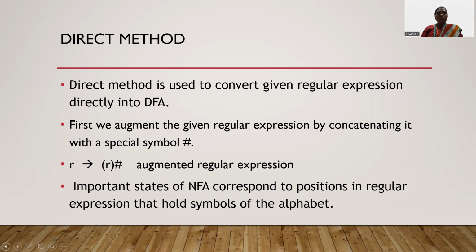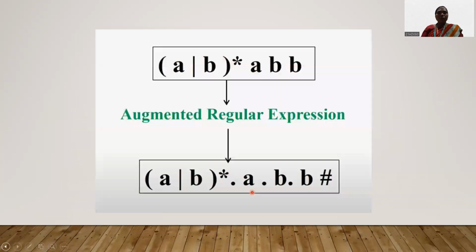The important states of the NFA correspond to positions in the regular expression that hold symbols of the alphabet. This is the first step: augmenting the regular expression. Given the question (A or B)* ABB, we place the operators correctly. First, open parenthesis, A, the OR operator, then B, close bracket, then the Kleene closure, then the dot operator, A, dot operator, B, dot operator, B, and at the end of the regular expression, hash.